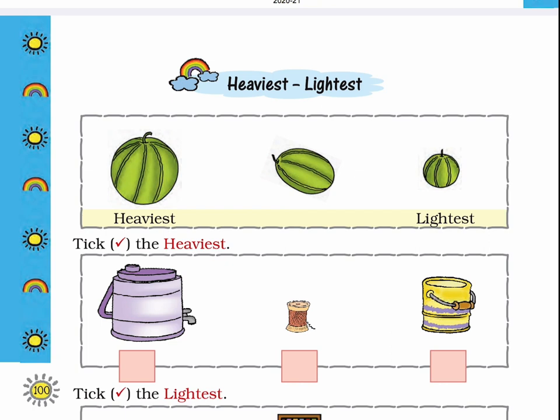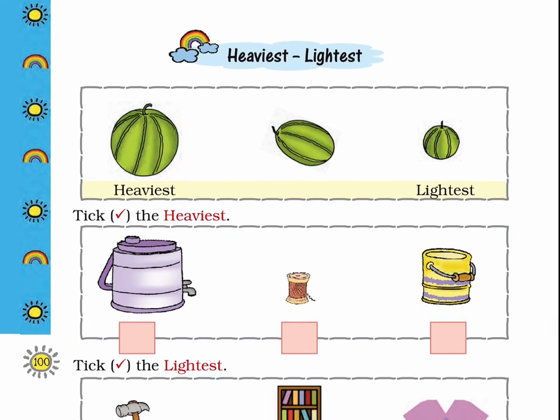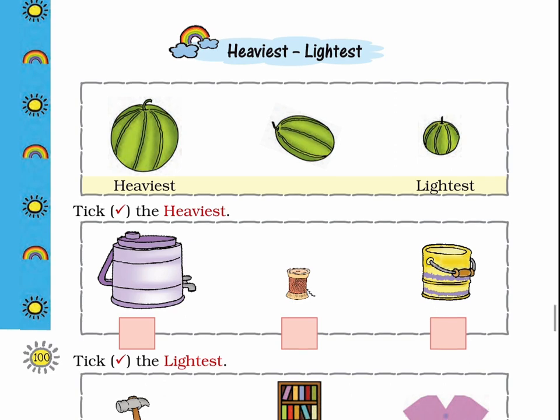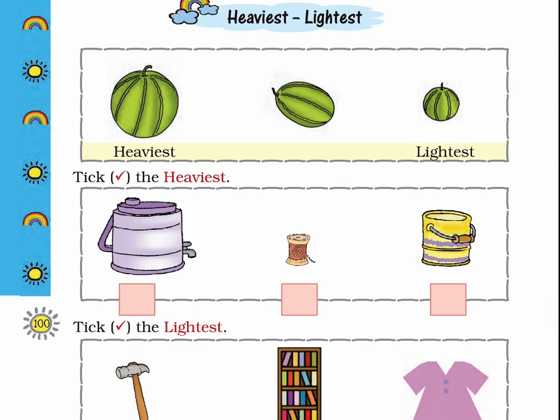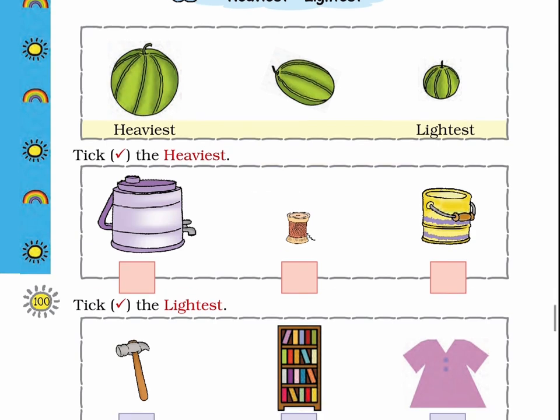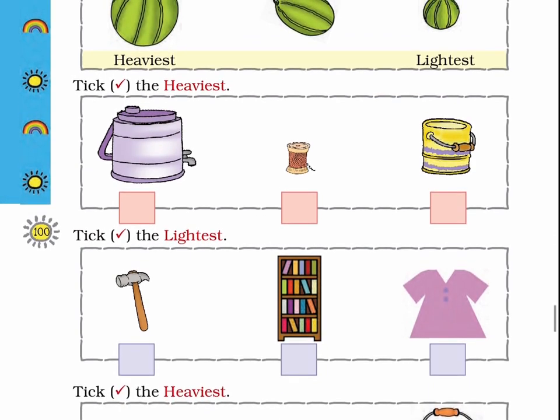Part 2 question. Tick and identify the heaviest. Part 2 picture shows a big drum of water with a tap, a thread spindle, and a bucket of water. You have to tell which one is heaviest.